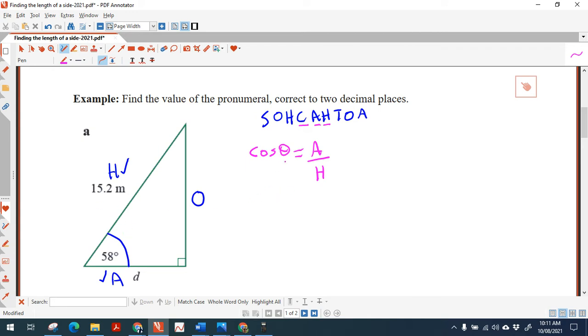So theta is the angle, so that's 58 degrees. So I go cos 58 degrees equals, and the adjacent side is D. So D over, and the hypotenuse is 15.2. Okay, so there's my equation that I've written. So I've done step 3.